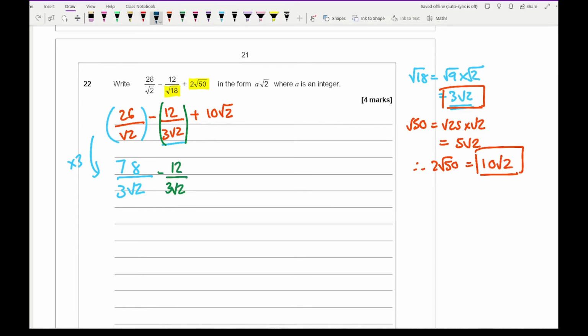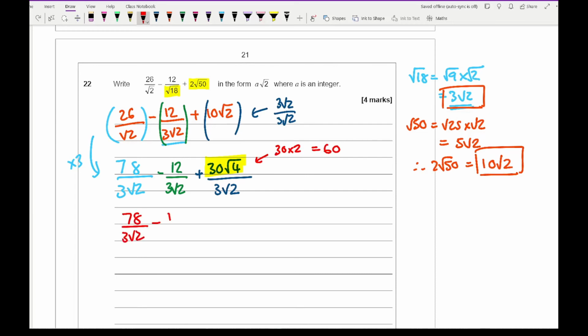And for this one here, I'm just going to multiply by 3 root 2 over 3 root 2. So what I end up with is going to be 3 times 10, which is 30, root 2 times root 2, which is root 4, and that's all over 3 root 2. Now from this, hopefully you can recognize that 30 times root 4 is the same as 30 times 2, which is 60. So from that, I've got 78 over 3 root 2 minus 12 over 3 root 2 plus 60 over 3 root 2.